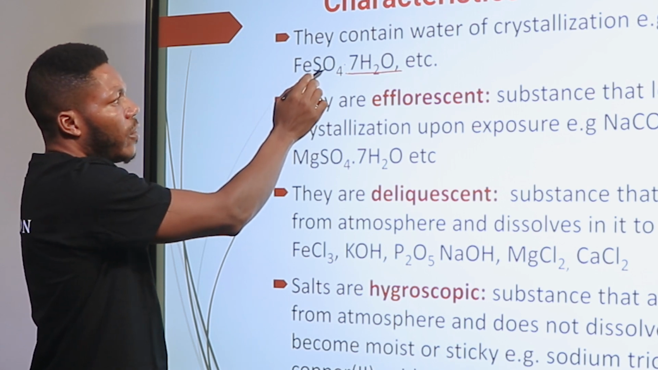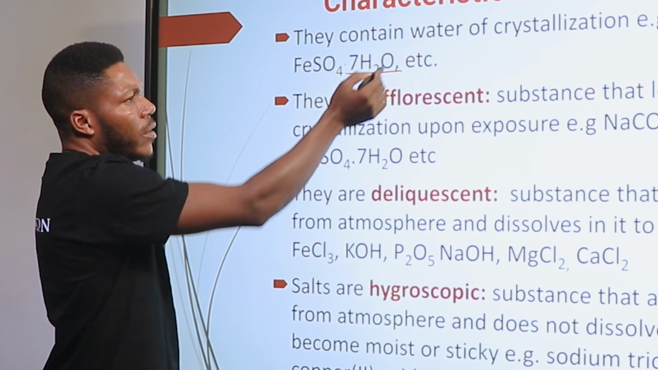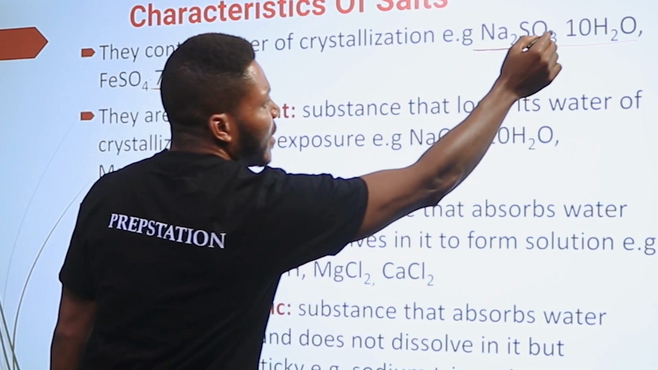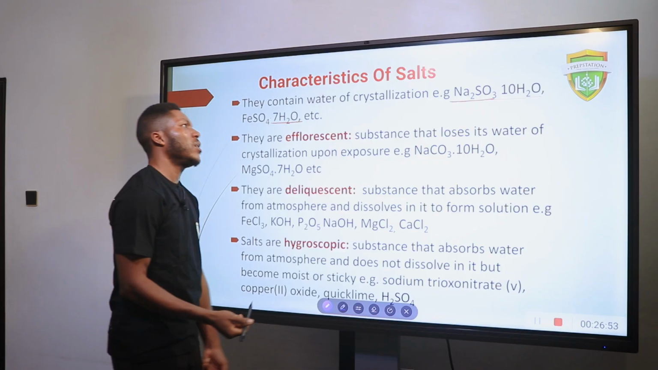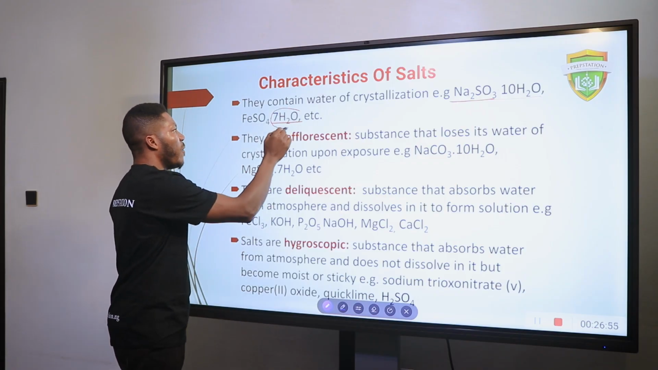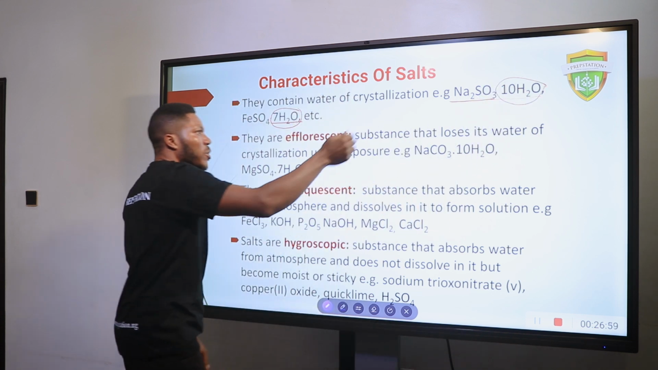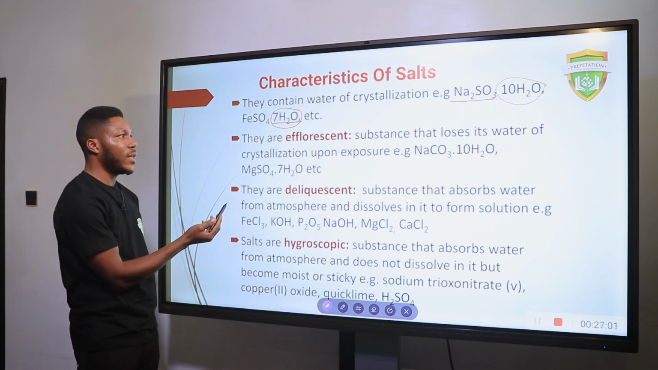Iron(II) sulfate contains 7 molecules. Then sodium trioxocarbonate contains 10 molecules of water. So this is called water of crystallization. It's not all salts that contain this.